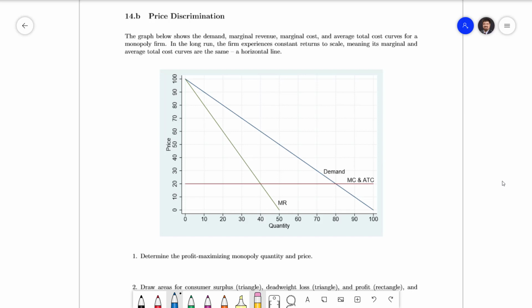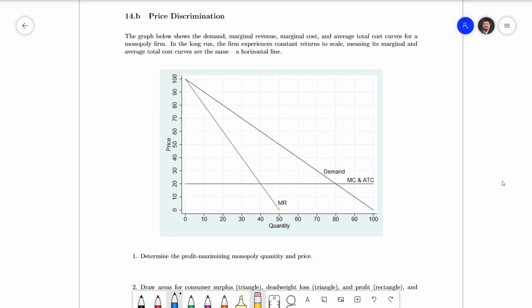In this video I'm going to solve an exercise on profit maximization with monopoly and price discrimination. Here we have an example of a monopoly with constant marginal cost, meaning that its marginal cost curve is horizontal and its average total cost curve is the same horizontal line.